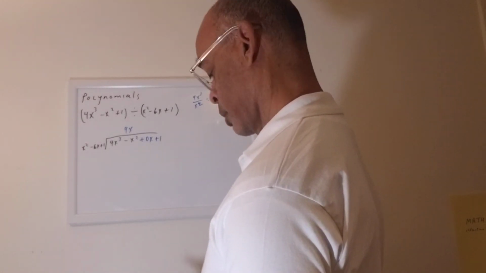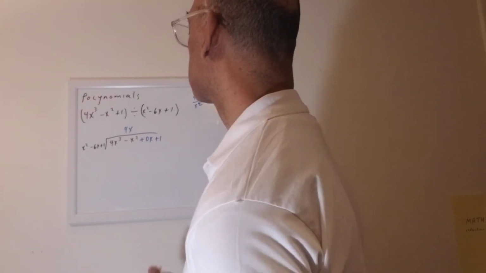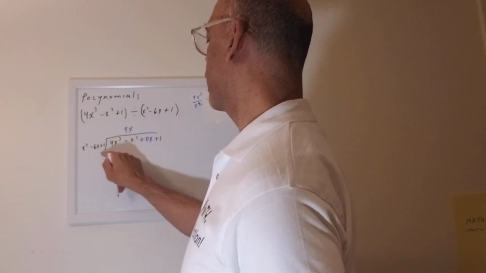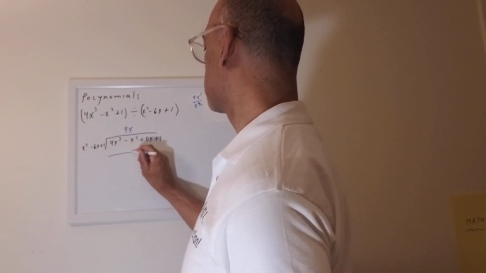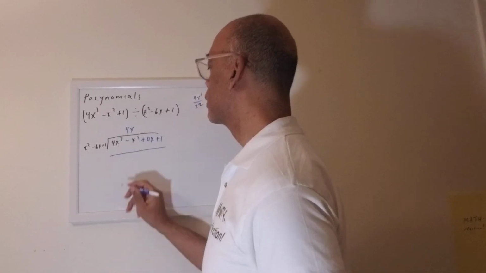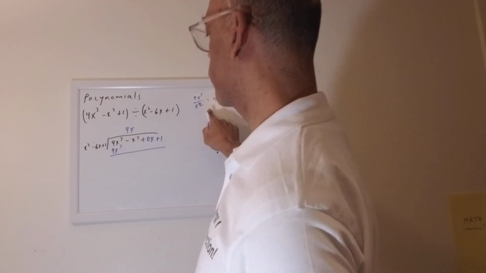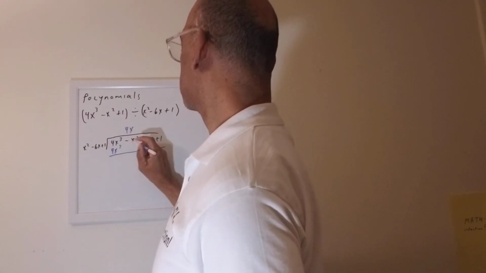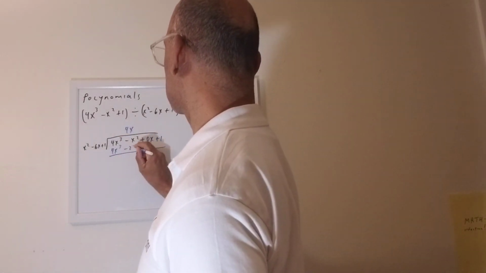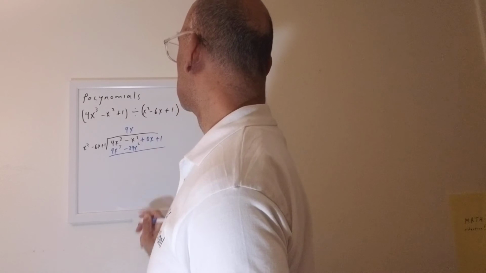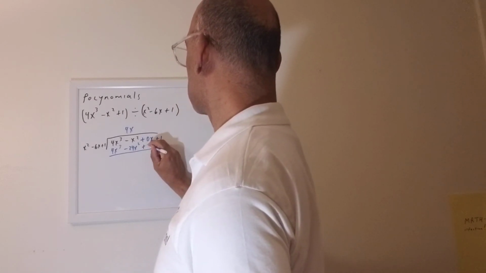Now, 4x gets multiplied by each of these terms and the result is placed underneath. Of course, this has to be 4x cubed. We did the work here. Minus 24x squared plus 4x.